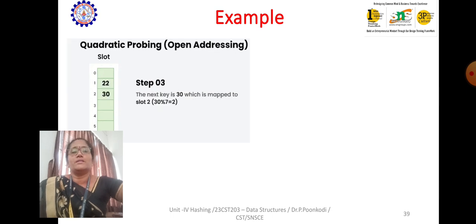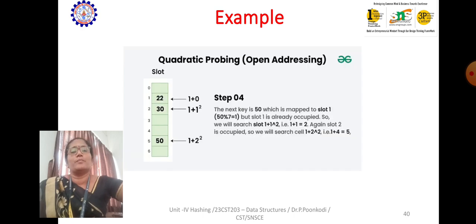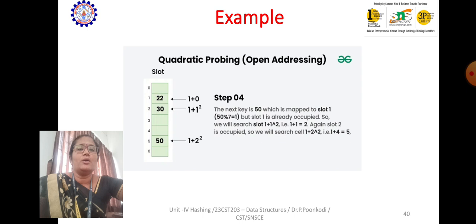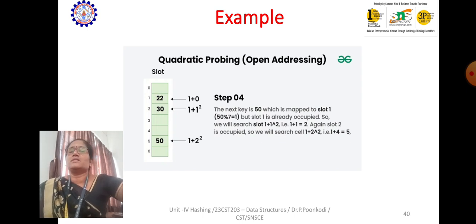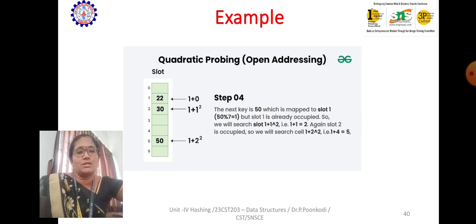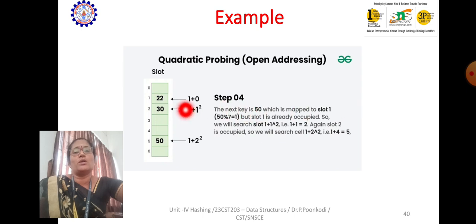The next value is 30. 30 modulo 7 gives index position 2, so it will be stored in index position 2. The next new value is 50. 50 modulo 7: 7 sevens are 49, the remainder is 1. So index 1 is already occupied.